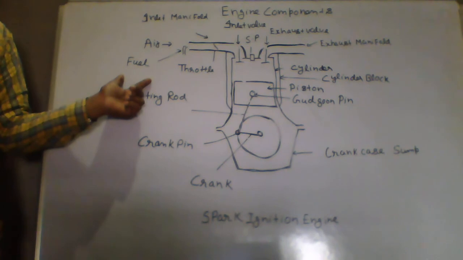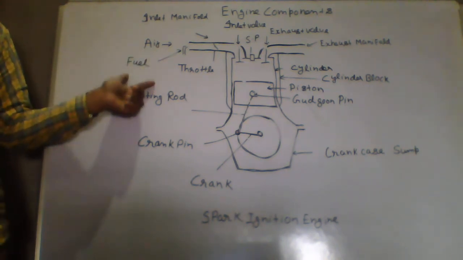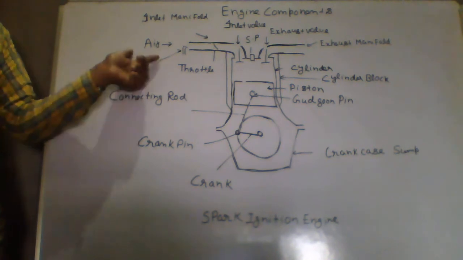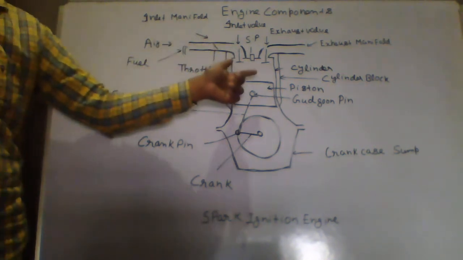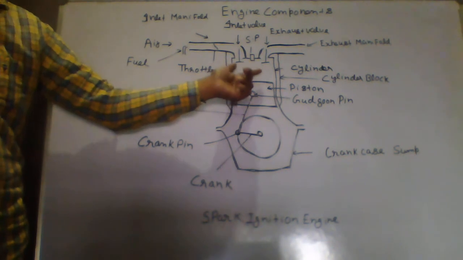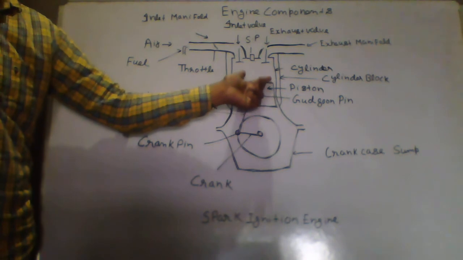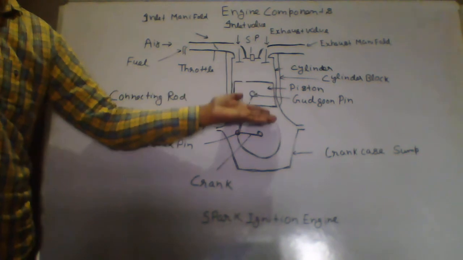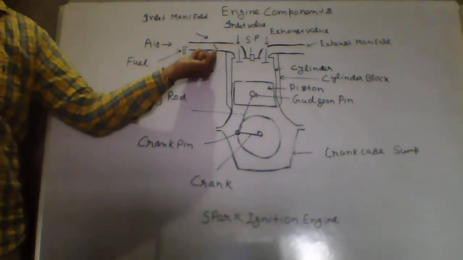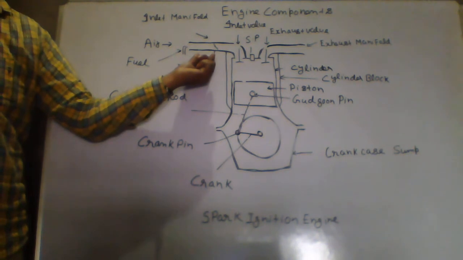Because, as we studied in chemistry, we have fuel plus air, it will burn and form products, and heat will be generated in this chamber. In this chamber burning will take place, heat will be generated, and pressure will increase. Because of the high temperature and high pressure, this piston will move downward. And this pipe is your inlet manifold.